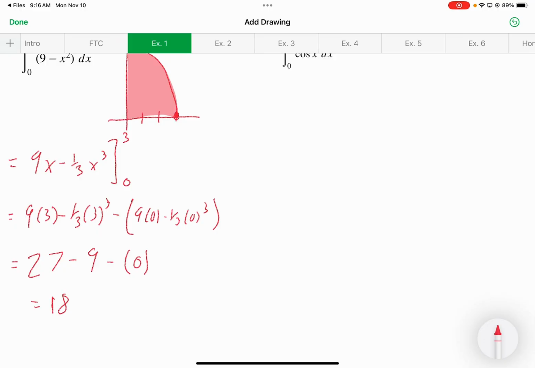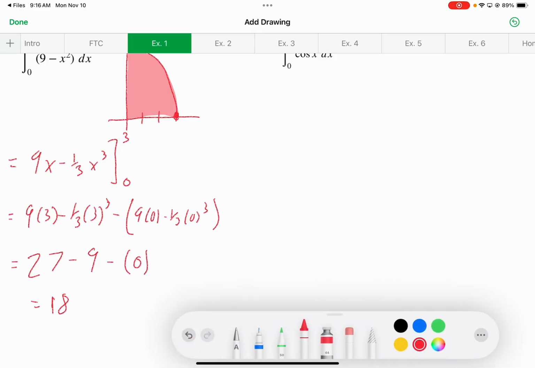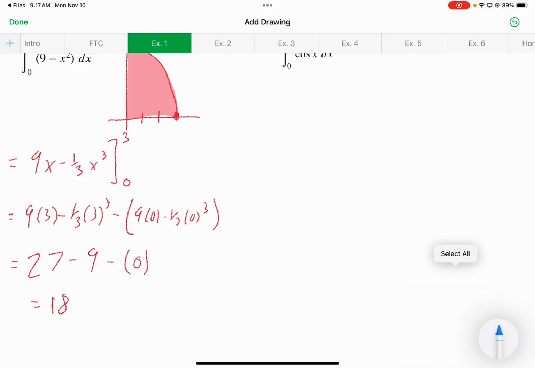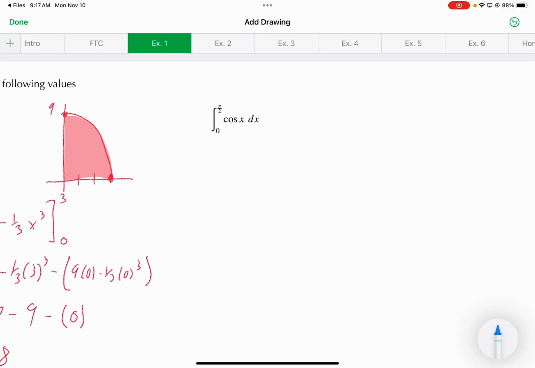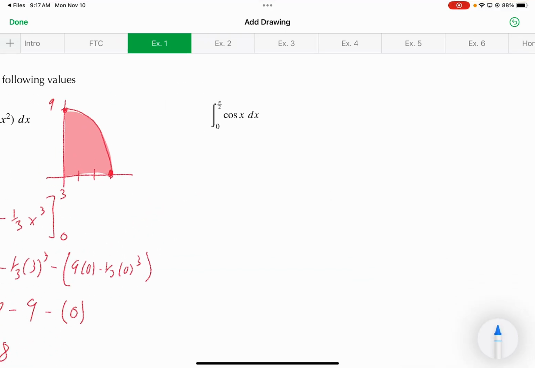Okay. All right. How are we feeling? We all right? Nice way to come back on a Monday after a weekend, doing these simple antiderivatives, hopefully. Hey, let's do some trig, though. I know you guys love trig.